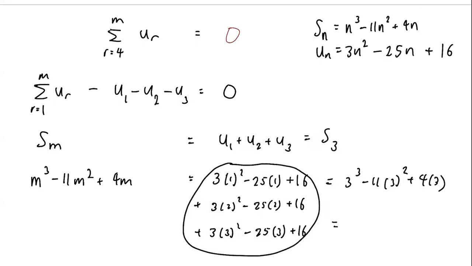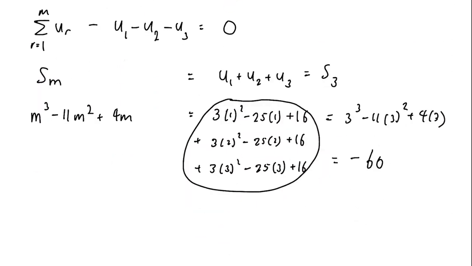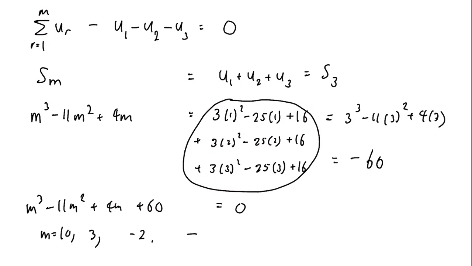3 to the power 3 minus 11 times 3 squared plus 4 times 3, you end up with negative 60. So bring it over to the other side. You end up with m cubed minus 11m squared plus 4m plus 60 equals 0. Then you can use a GC to help you solve. You'll end up with m equals 10, 3, or negative 2. But since we already told you that m is more than 3, this implies that m equals 10 only.